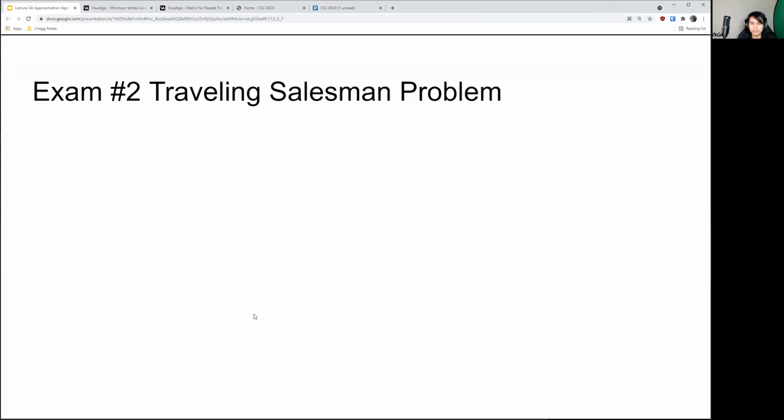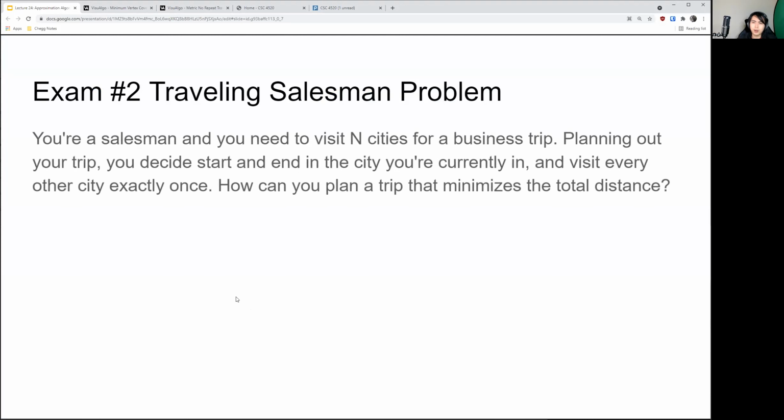Let's go ahead and talk about traveling salesman. Traveling salesman is this problem where you have a trip you're planning. You're a salesman. You have n different cities that you're planning a business trip to. You decide to start in the city you're currently in, let's say Atlanta, and you're going to visit all around the country through n minus 1 other cities and then come back to Atlanta when you're done. So you want a round trip and you want to visit every other city exactly one time, and you want to minimize the total distance that you travel, right? That's the aim of the game.